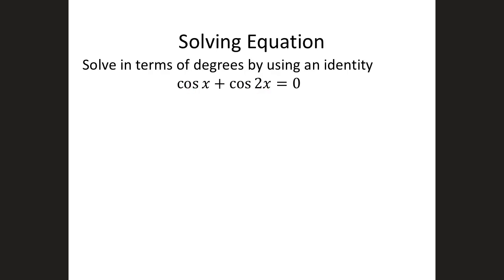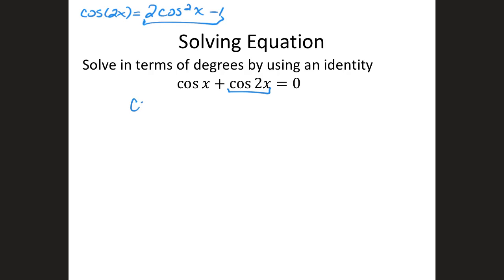One identity that I can use is a double angle. Cosine of 2x has a couple options for replacing. And I'm going to use the one that only has the cosines with it. And that identity is cosine of 2x is equivalent to 2 cosine squared of x minus 1. So what I can do is I can use a substitution and replace, and then this will give me some kind of quadratic equation that I can solve by factoring.